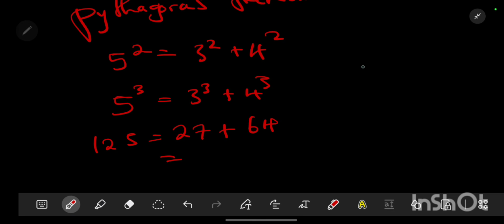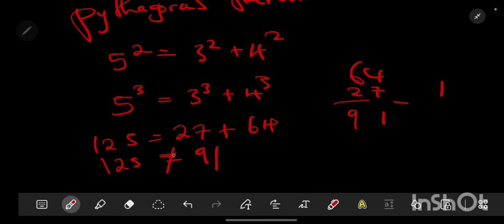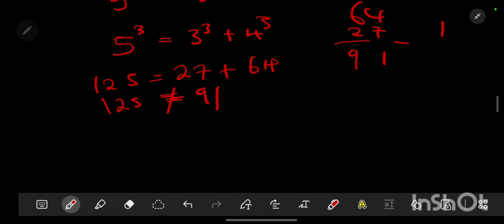If you add these two, 64 plus 27, you get 91. So you will find that 125 is not equal to 91. I'm going somewhere with this.